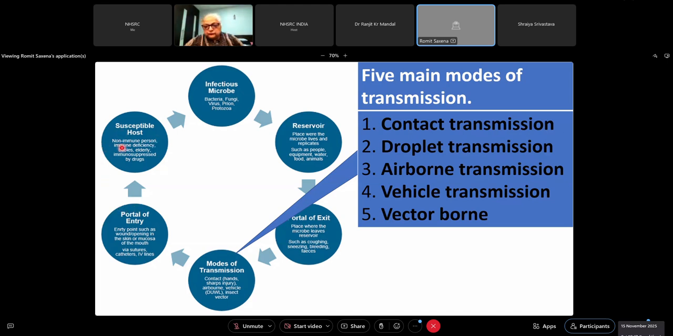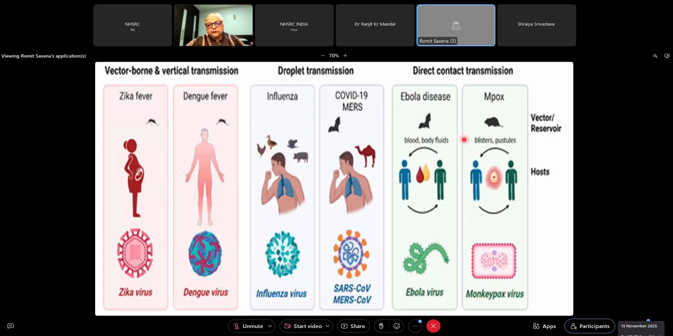That human being, if the immunity is less, the organism will start multiplying before being shed again into the environment. This transmission cycle can be dependent upon how the organism is spread. It can be by contact transmission, droplet transmission, airborne, vehicle, and vector-borne. So depending upon how it is, we get a lot of patients in our OPDs.